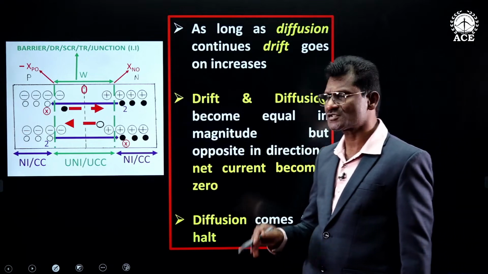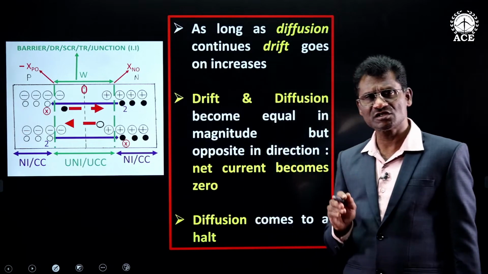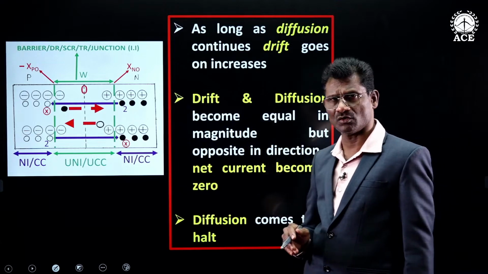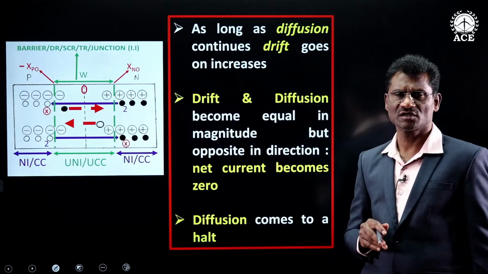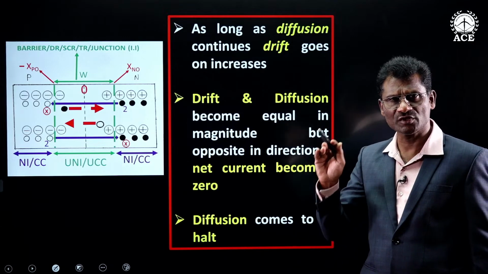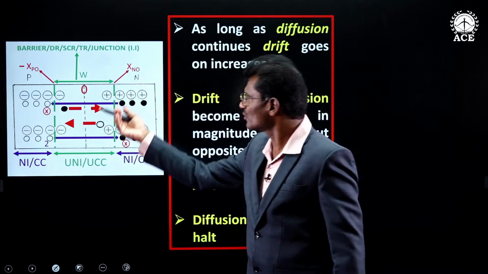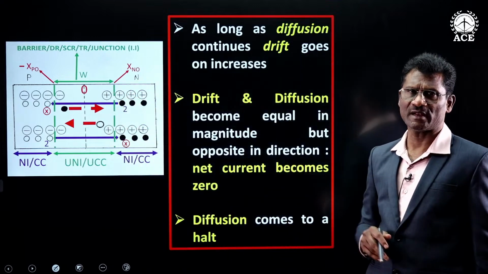In both explanations, we are stating that initially in an open circuited diode, once the diode is created, diffusion starts, and after some time diffusion comes to a halt because of formation of the central barrier.